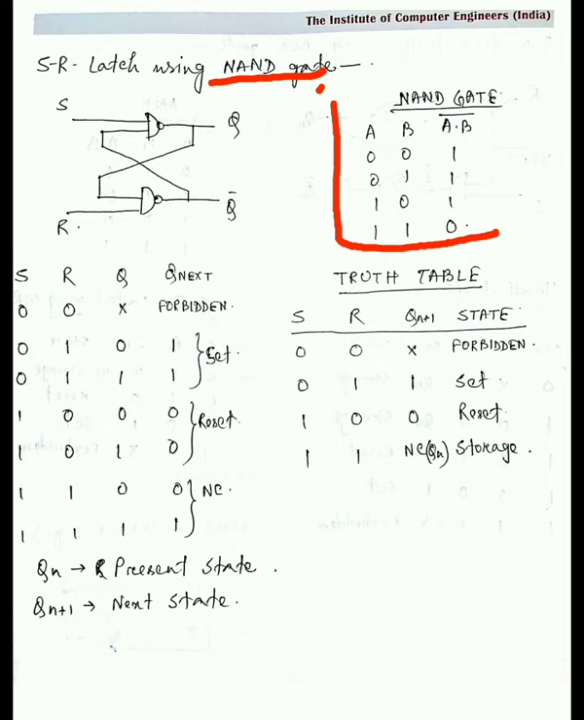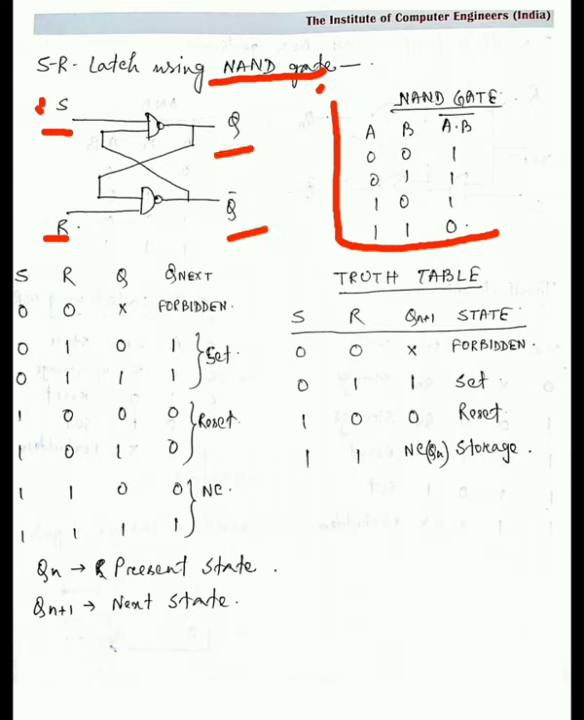Now, here you see that we used two NAND gates and two inputs S and R. In the SR latch using NOR gate, the R signal was on the upper side and the S signal was on the lower side, but using NAND gate, R is in the lower portion and S is in the upper portion. Mind it. Now the two outputs are Q and Q bar.